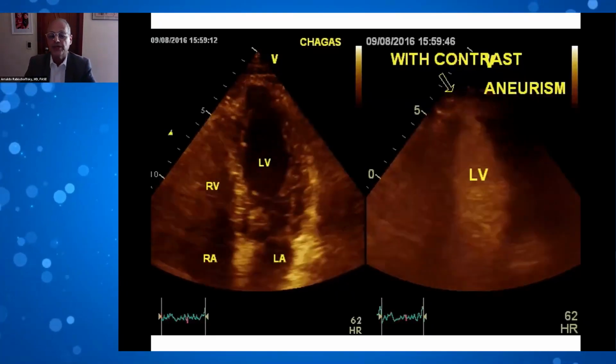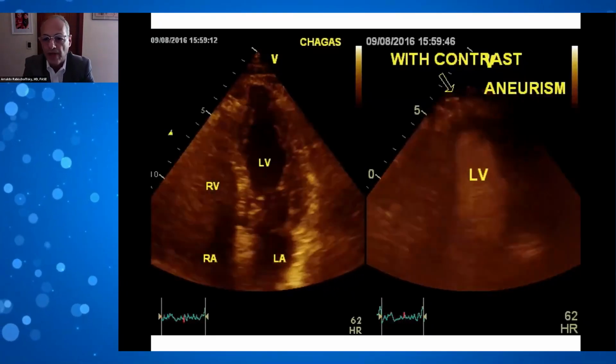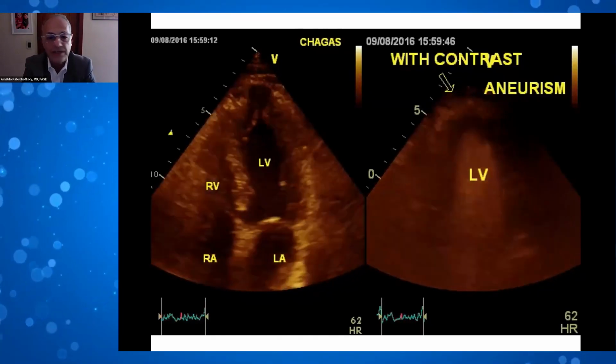This is a patient. You know that in Brazil we have a lot of patients with Chagas disease.